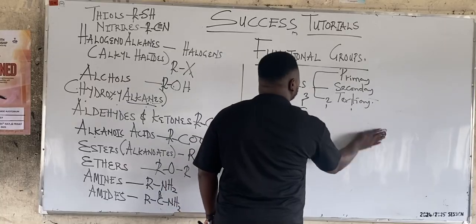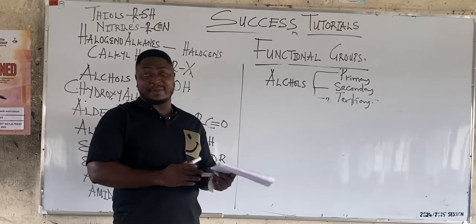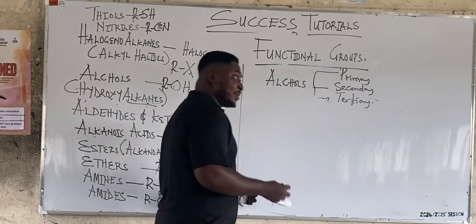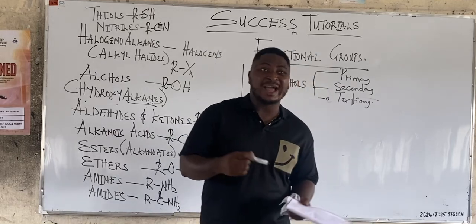Alcohols can be classified into three classes: primary, secondary, and tertiary. Now follow me, another thing you should note about alcohol before we go to primary, secondary, and tertiary. If an alcohol has more than one OH group, it automatically becomes a diol. An alcohol that contains two hydroxyl groups is a diol.